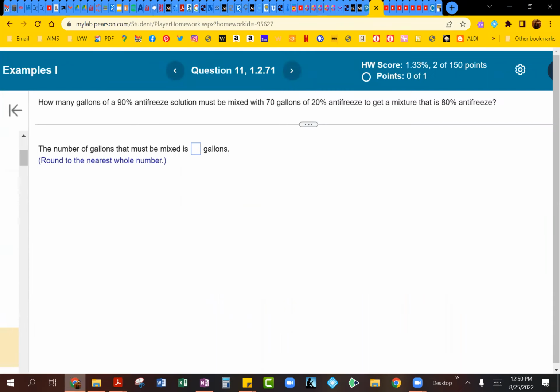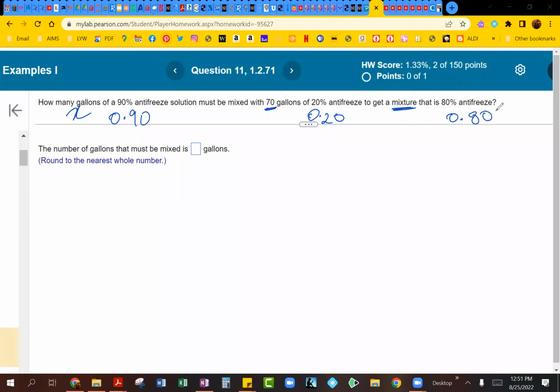So we don't know how many gallons of the 90% we're going to use. That's our unknown value, so we can call that X. 90% as a decimal, very nice, 0.90. They're telling us it's going to be mixed with 70 gallons of 20% as a decimal. Very good. And our result is going to be a mixture of 80%.